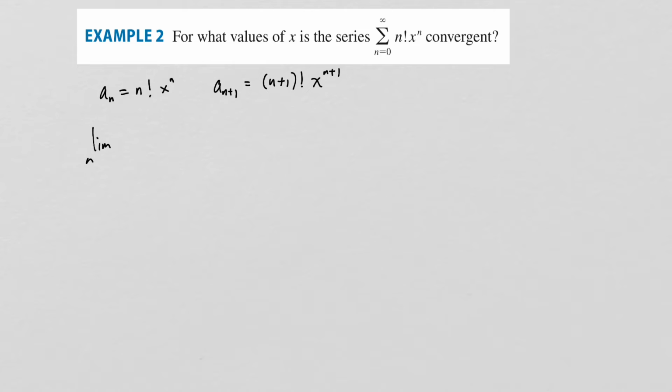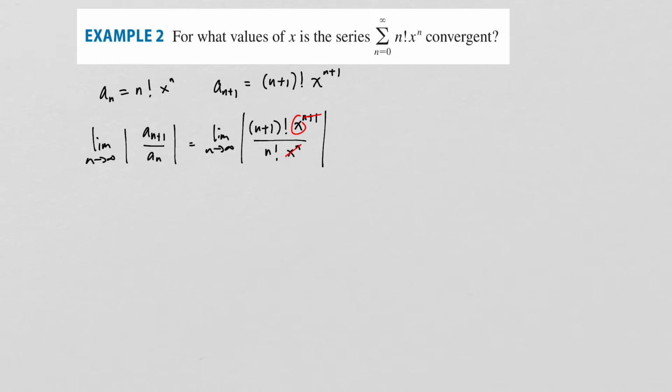Now we take the limit as n goes to infinity of the absolute value of the n plus 1 term divided by the nth term. And this is equal to the limit as n goes to infinity of (n plus 1 factorial x to the power n plus 1) divided by (n factorial x to the power n). And let's make sure we have absolute values around that. Now we can cancel some things here. We know that x to the n will cancel out all but one factor of x on top.